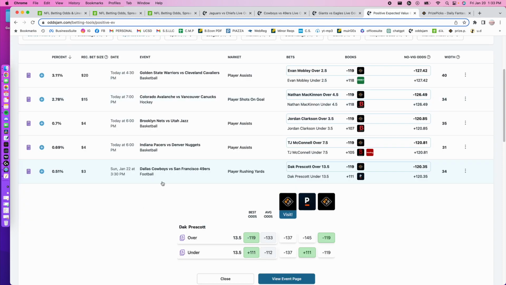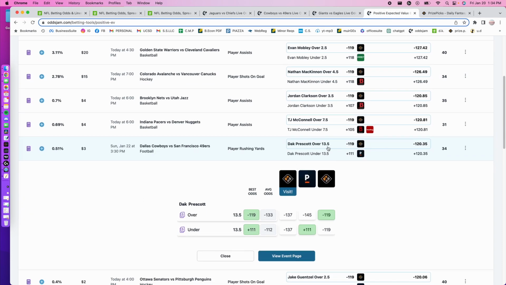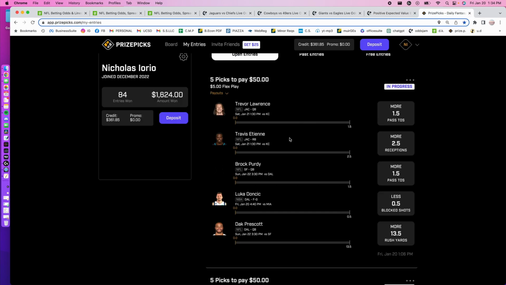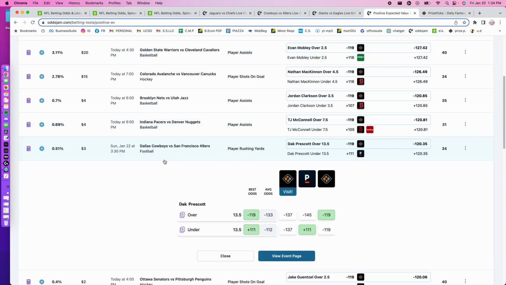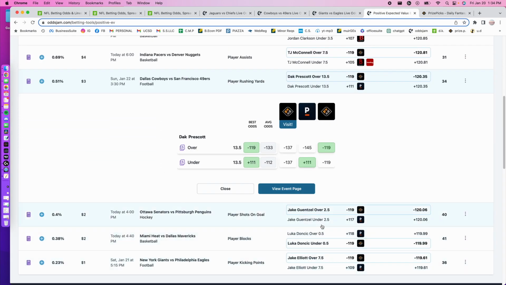Well, where were we? I'm being stupid. Okay, I was here. So if you go to Dak over 13.5, that's the first pick. And then Luka under 0.5 blocked shots. Where's that at? Here. You see this right here is the no vig odds, meaning this number where my cursor is, with the sportsbooks' cut stripped out of it. So these are the true odds of the pick happening. You see this is only like 0.38% positive, 0.25% or 0.23% positive, very little.